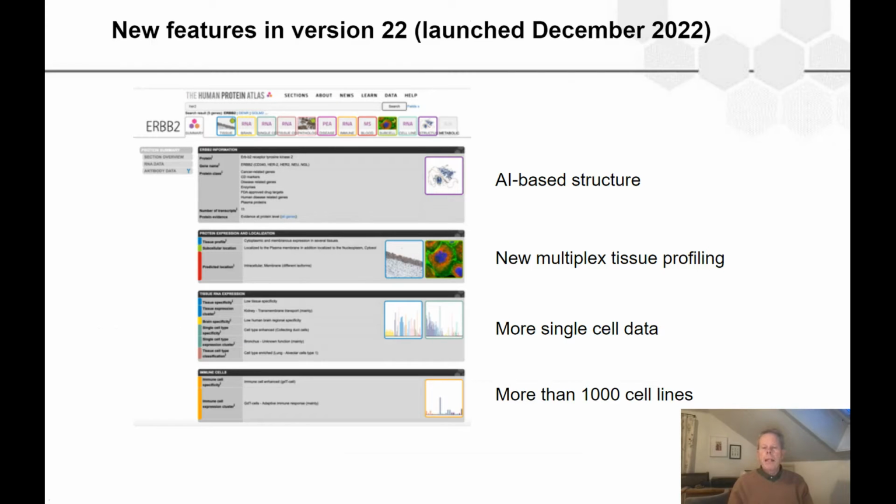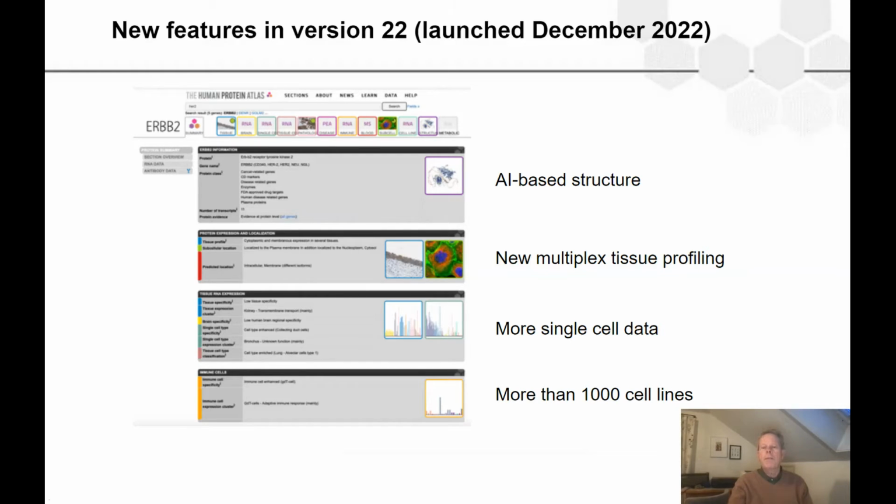So in version 22, which was launched in December last year, a few months ago, we have a lot of new features. One is that we are showing the structure from AlphaFold for all human proteins. We have introduced a new multiplex tissue profiling. We are also showing a lot more single cell data, and actually included is also data on more than 1,000 human cell lines.